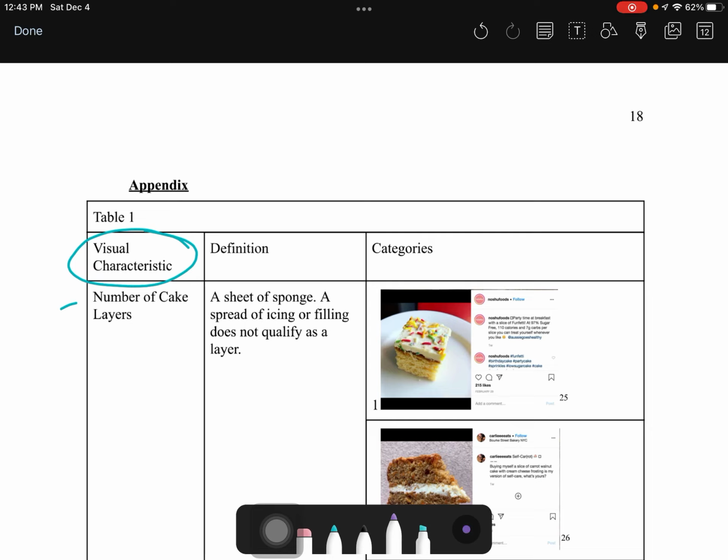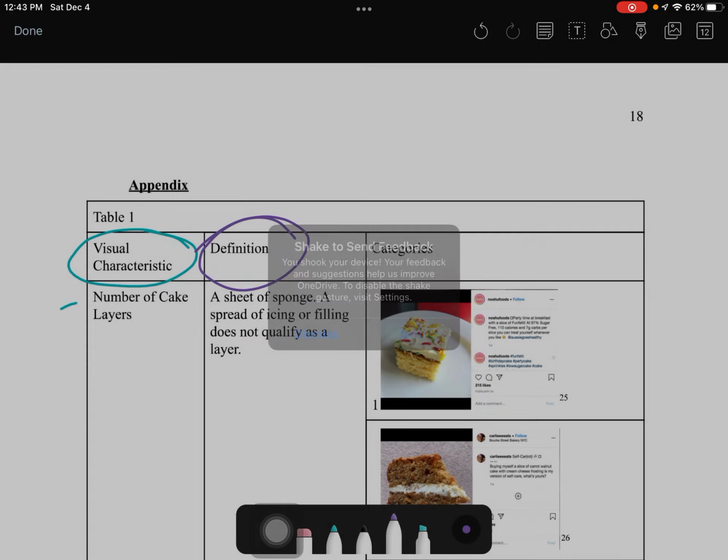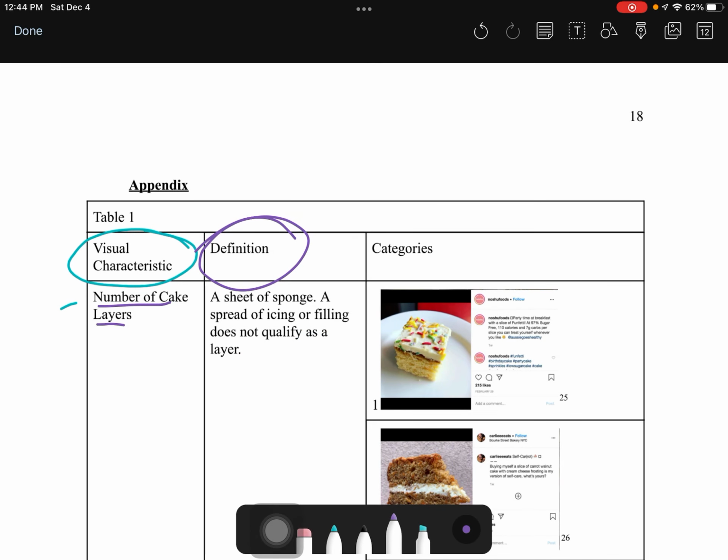From there, I need to define what I mean by that. So for her, she had the layers of cake for her first characteristic. Right here then, she explains what I mean when I say that. So for example, if I'm doing a content analysis of AP scores again, and the first thing I'm looking for is, like I said, multiple choice questions, I would define what that is next.